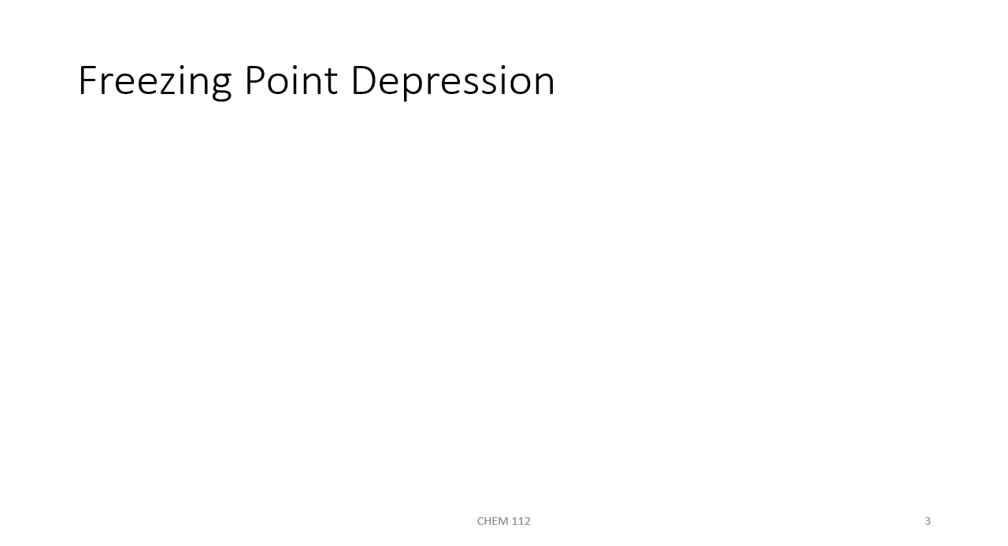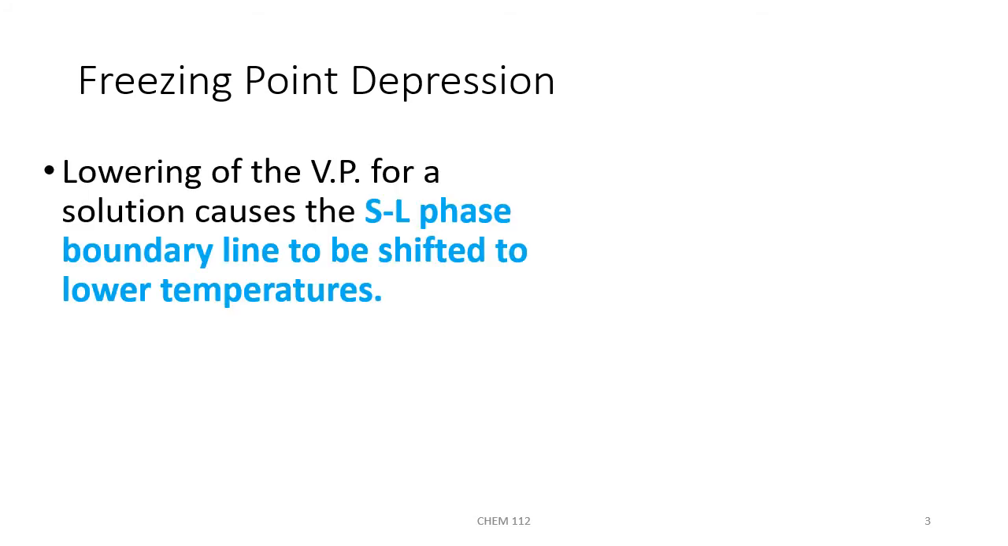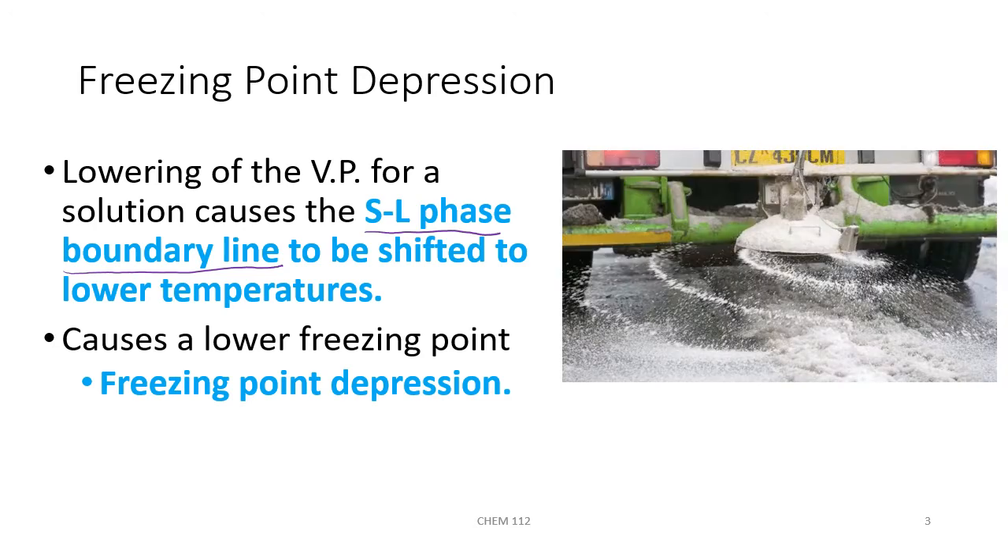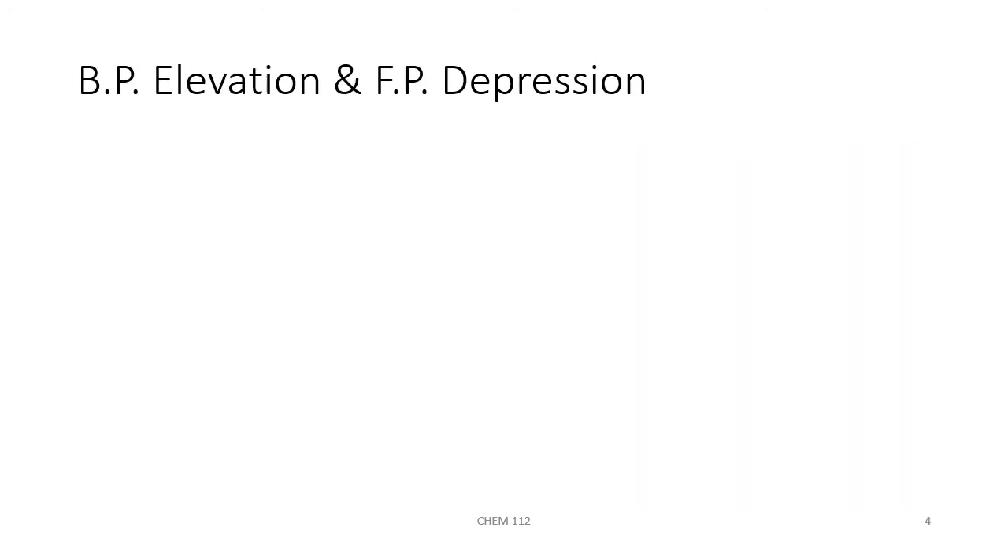Similarly, with freezing point depression, we saw that the vapor pressure lowering of a solution caused that solid-liquid phase boundary line to also be shifted lower as well. This is what caused freezing point depression, or our solution to freeze at a lower temperature than that of the pure solvent. This is the principle that's employed when they salt roads in order to help keep them from freezing over. Different solutes added or different salts on the road will cause a lower freezing point than others. So there are some salts that are very good and some salts that are not so good.